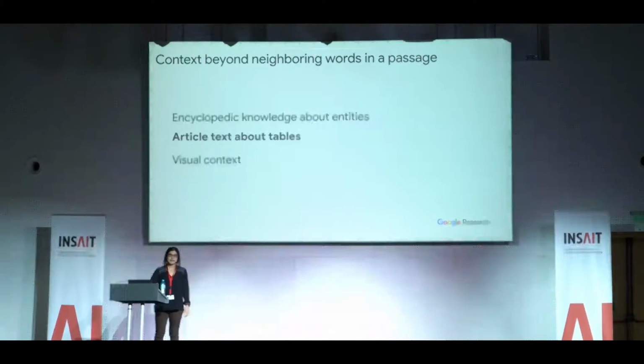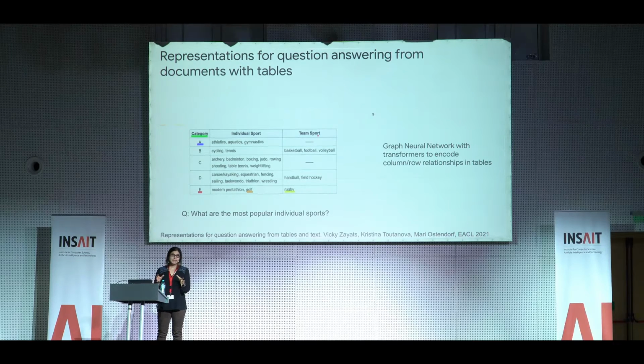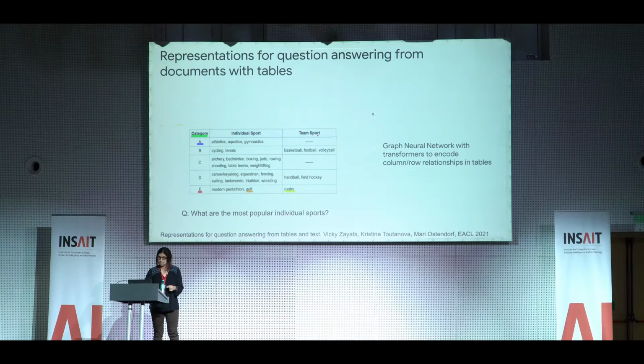Next, let's look at representing tables. Tables are interesting. They do have text in them, but in addition to that, they have structure, which comes from the columns and rows. In order to build representations for tables, in this paper listed at the bottom, we design a graph neural network that can attend on the structure and integrate it better. And we show that pre-training this model is better than just taking an off-the-shelf model.